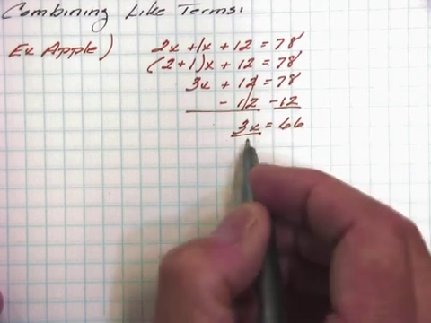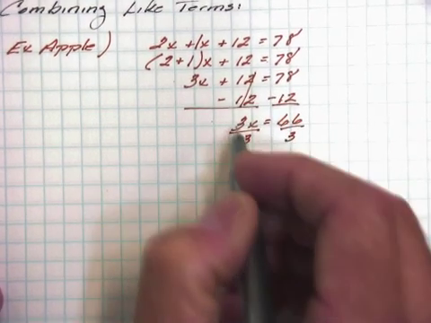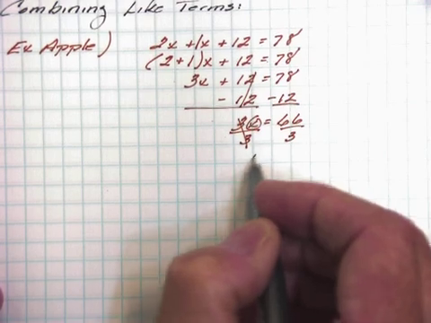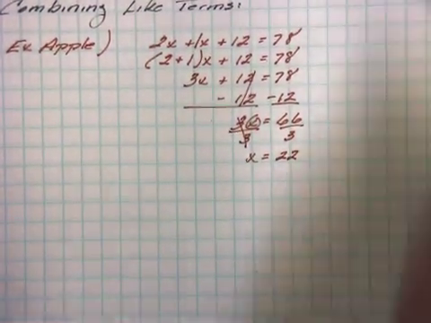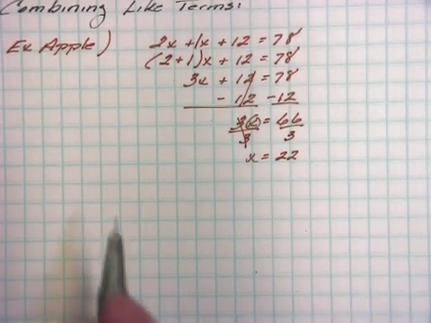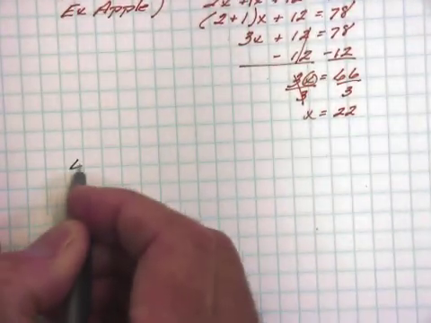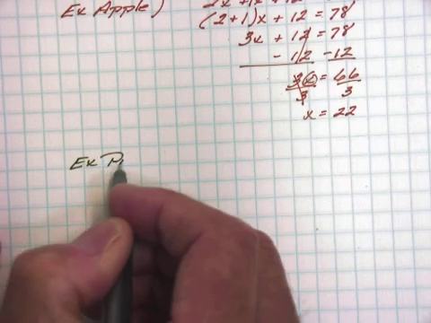Now I've got 3 times x. The opposite of multiplying by 3 is dividing by 3. The 3's cancel. I'm left with x, so x equals 22. So there you go, pretty straightforward problem. I'm going to do another one, and this is example pumpkin.